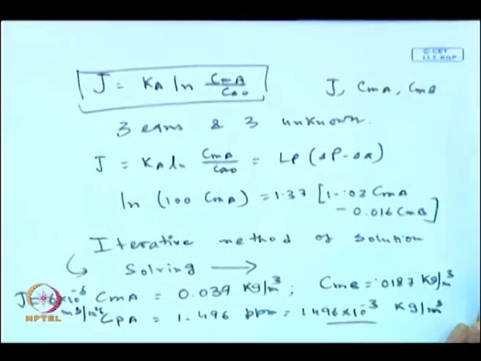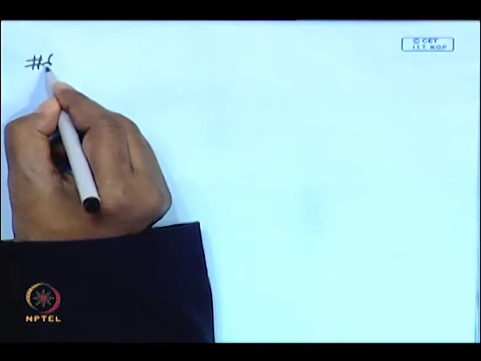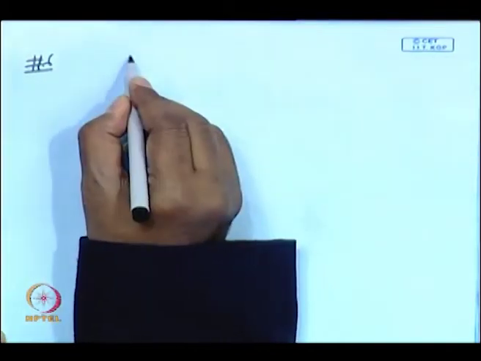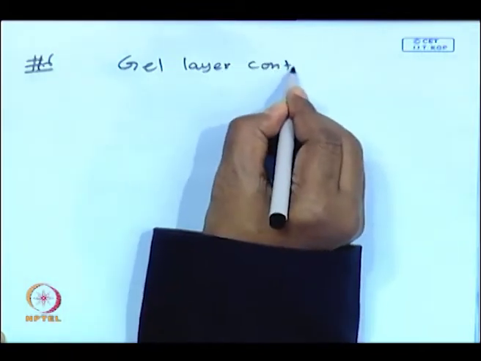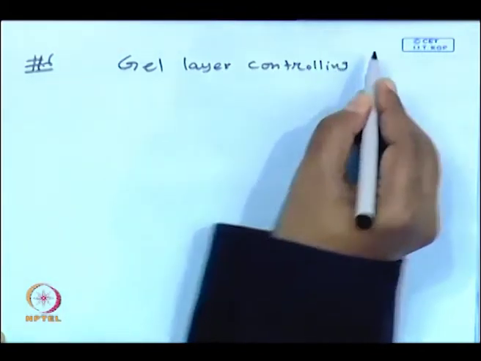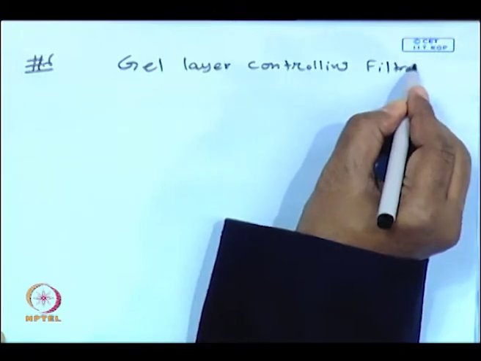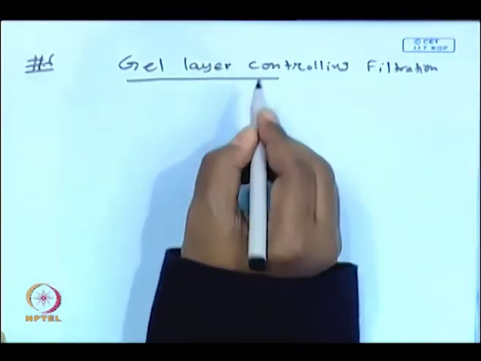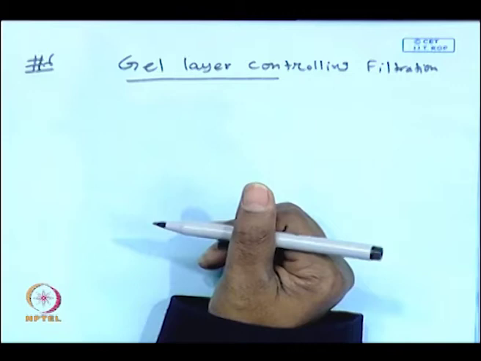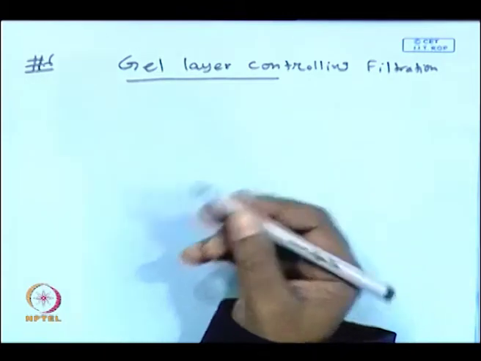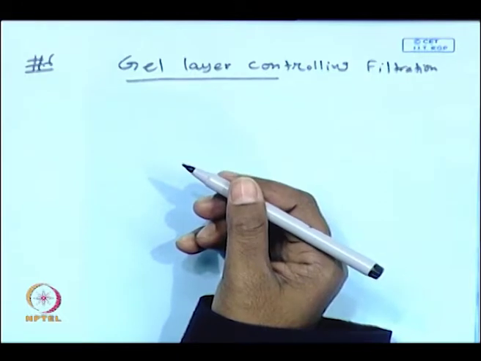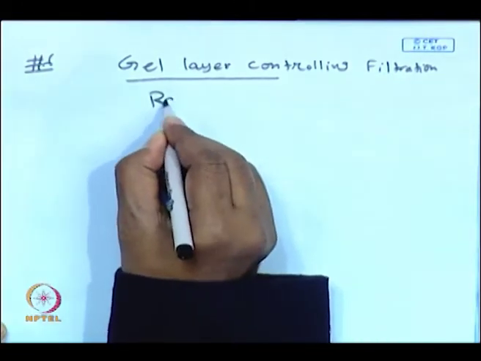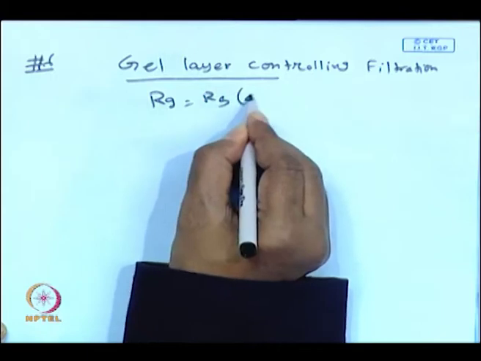Now, the next problem that we are going to solve is again a gel layer controlling filtration. But what is the difference between this problem and the previous problem is that in this case the gel layer is a function of delta P. Gel layer thickness or gel layer resistance is a function of delta P.